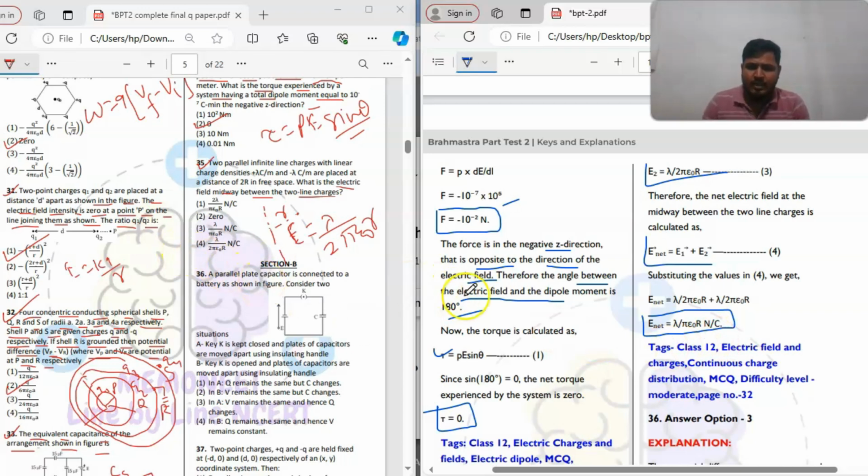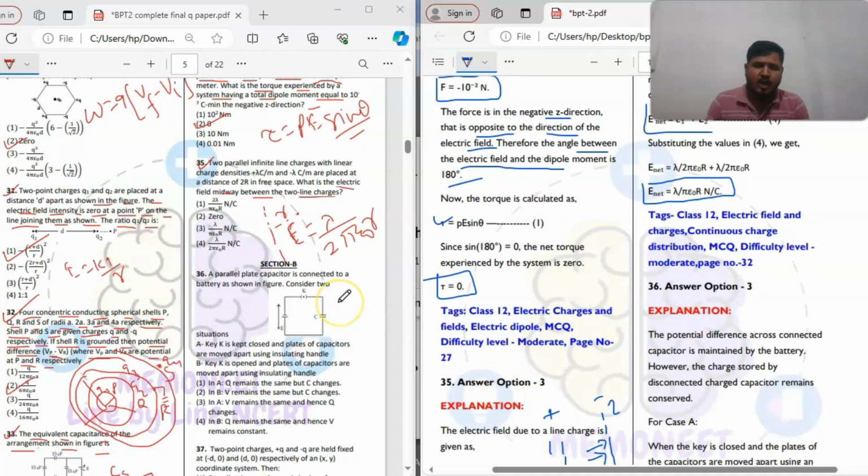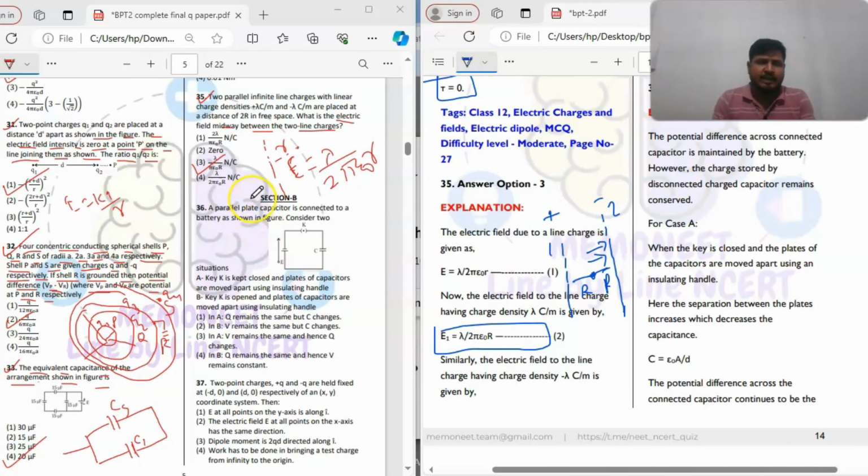So which option is the correct option? Tell me. The third option is the correct option, right? So this is the concept that you should know about this one. Now this is section B, and we move to the next question, question number 36.